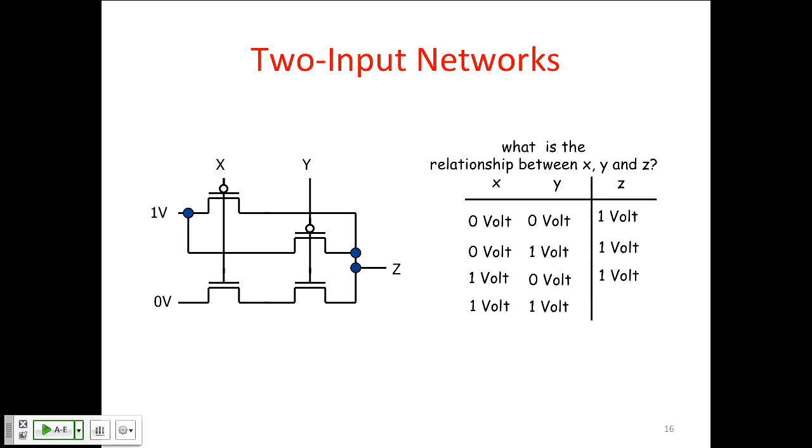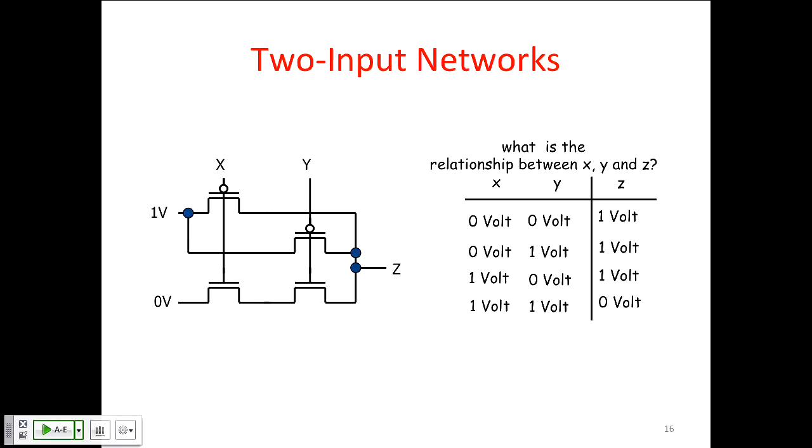The final case is interesting now. When both of them are at 1 volt, both of these are off, and both of these are on. And so now what's the output? 0, right? 0 volts on the output. So what kind of logic function is this? NAND, right? It's not an AND.